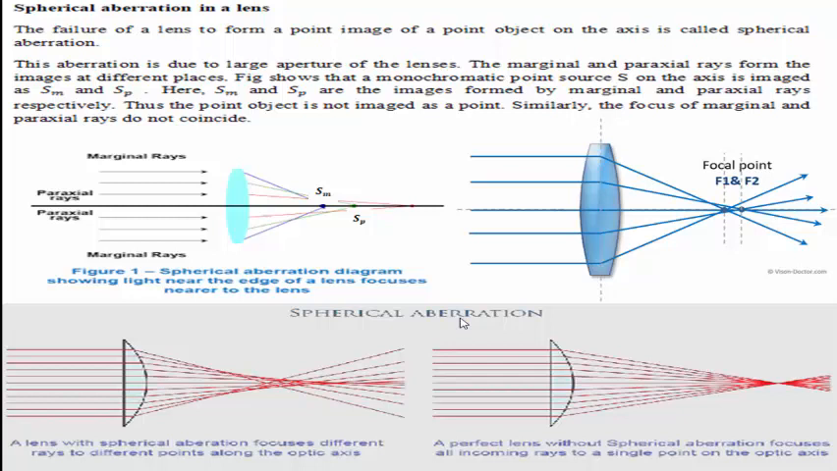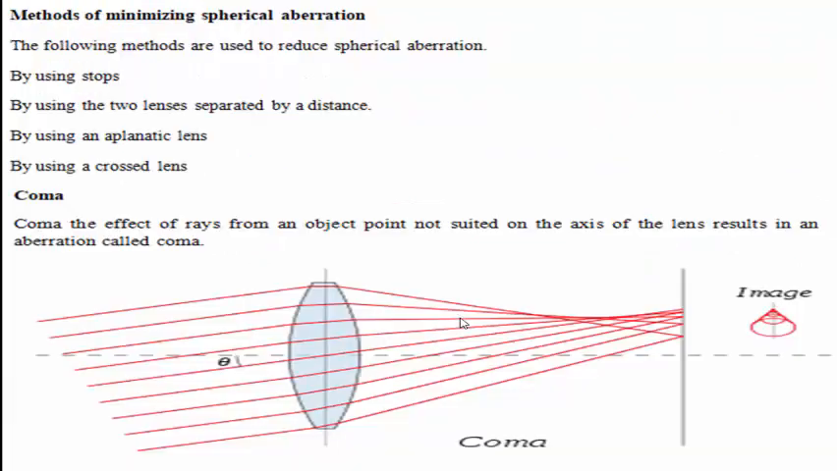Similarly, the focus of the marginal and paraxial rays do not coincide, as you can see in the images of spherical aberration. A lens with spherical aberration focuses different rays to different points along the optic axis. In the second case, a perfect lens without spherical aberration focuses all incoming rays to a single point on the optic axis. Methods of minimizing spherical aberration.